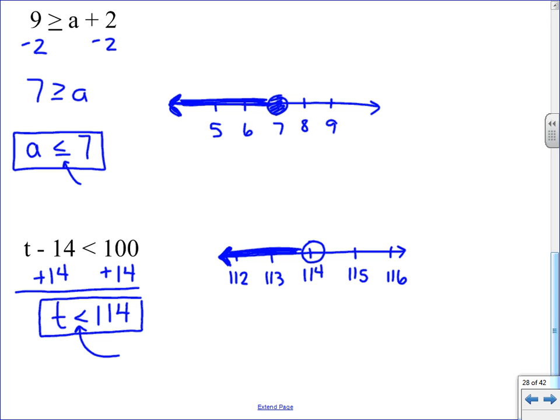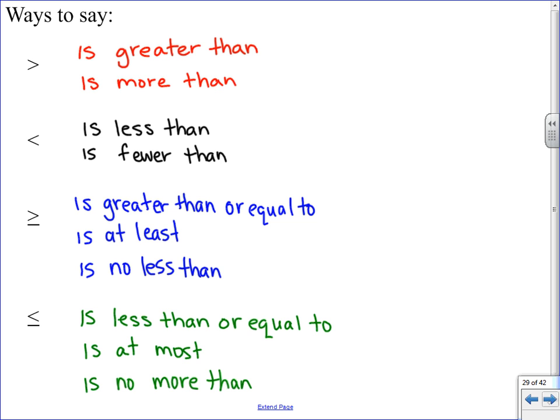We also want to be able to change things from words to inequalities and back. The 4 inequalities that we have are is greater than, is less than, is greater than or equal to, and is less than or equal to. But there are some other ways to say those symbols. This information is in your textbook in a chart on page 320, but I'd like you to pause the video and write down all of those different ways to say each inequality.